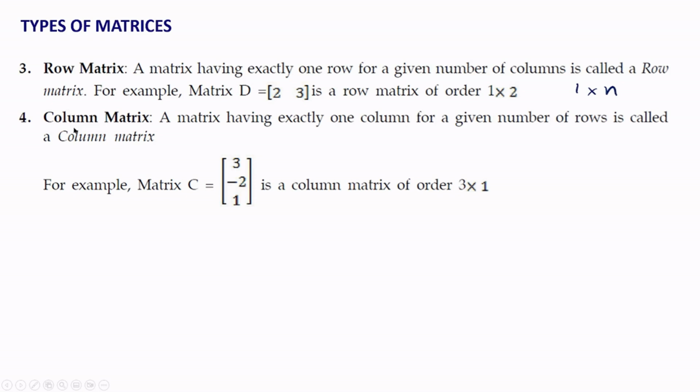Next we have the column matrix. A matrix which has only one column for a given number of rows is called a column matrix. So here if we consider this matrix C, it is a column matrix of order 3 by 1. It has 3 rows and 1 column. So for a given number of rows m, the column matrix is given by m by 1.